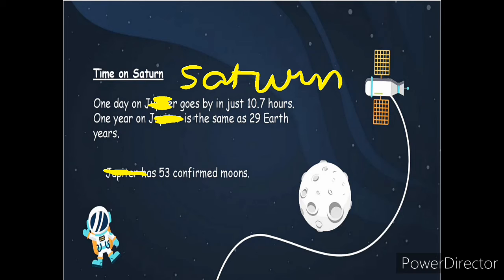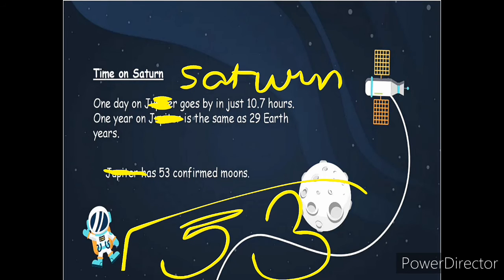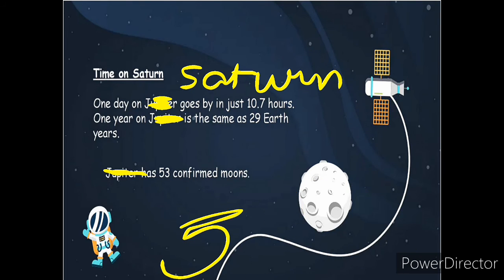Okay, Saturn has 53 confirmed moons. There are a total of 53 moons which are confirmed. Okay, there is a typing error, right? Wherever I have cut these, it will come Saturn.